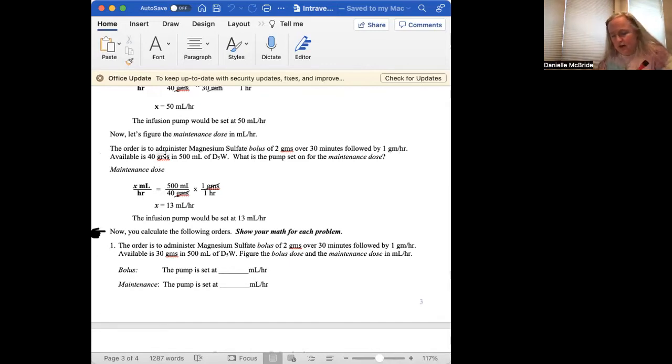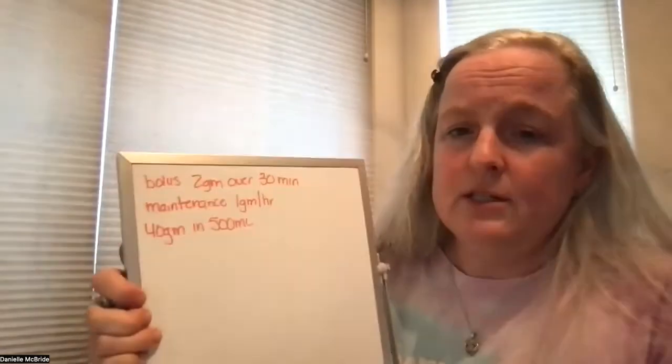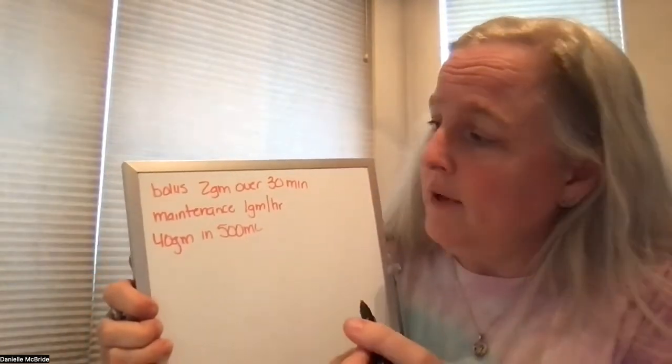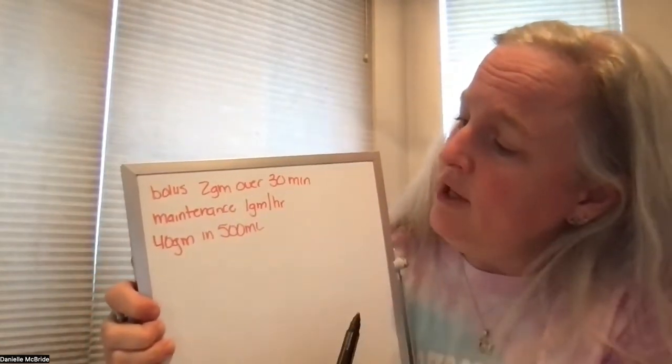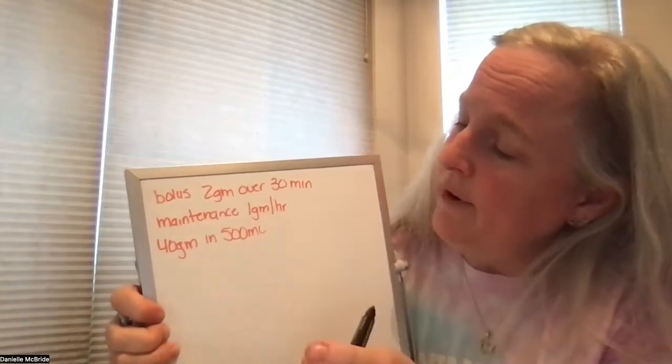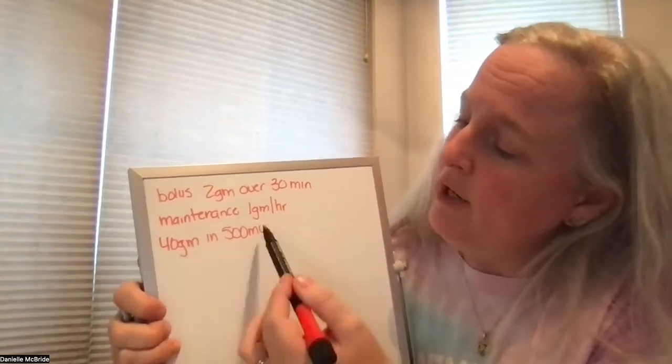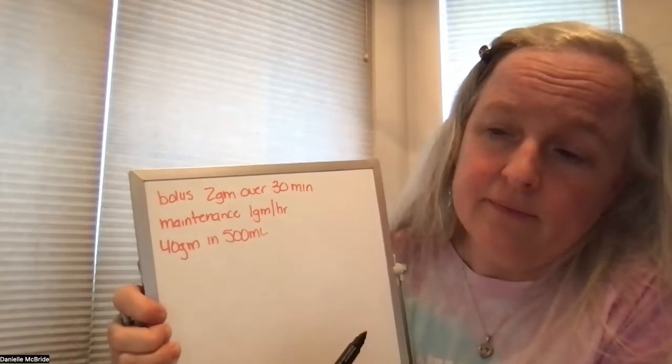Available is 40 grams in 500 mLs. What is the pump set on for the maintenance dose? We're going to solve both. Okay. So for this purpose, this is what I just wrote down from the problem. We want to give 2 grams over 30 minutes, and then our maintenance dose is 1 gram per hour. And then in our bag, we have 40 grams in 500 mLs.